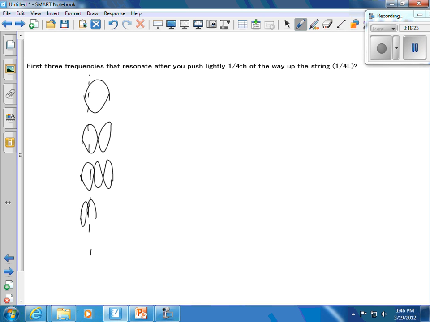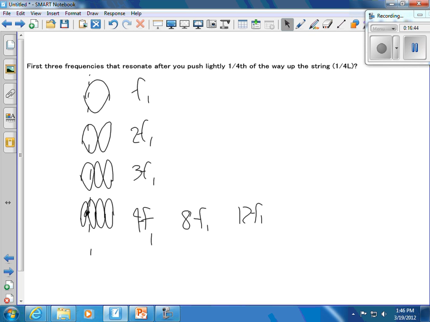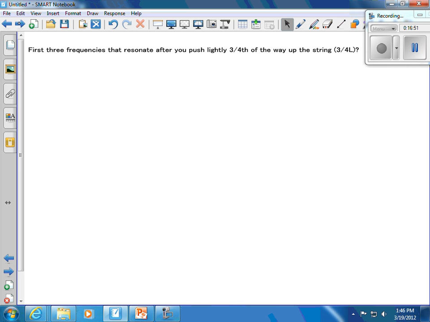Let me do it like this. The fourth harmonic will have a node at the end of the first loop, which is a quarter of the way down the length of the string. So F1, the fundamental, dies. 2 F1 dies. 3 F1 dies. 4 F1 is there. The next ones you'll get are 8 F1 and 12 F1. It's kind of difficult for students to get right, even though it's a relatively simple concept on AP multiple choice. And there they are.